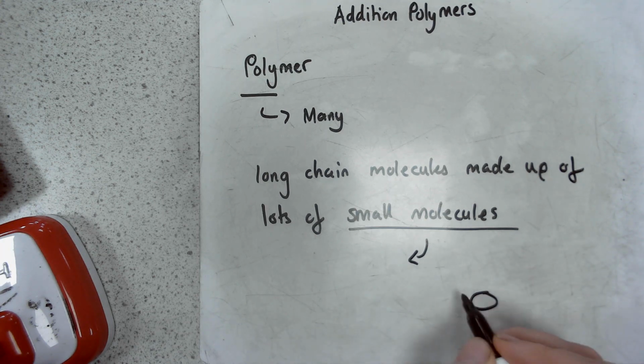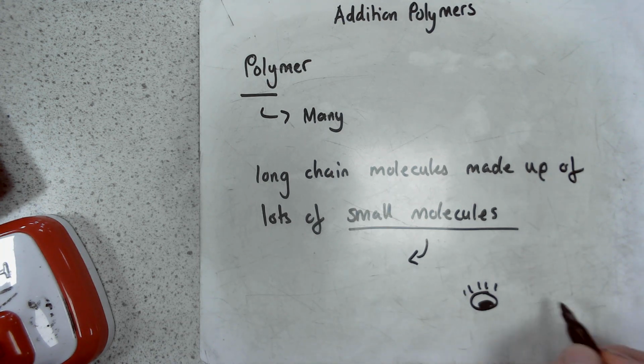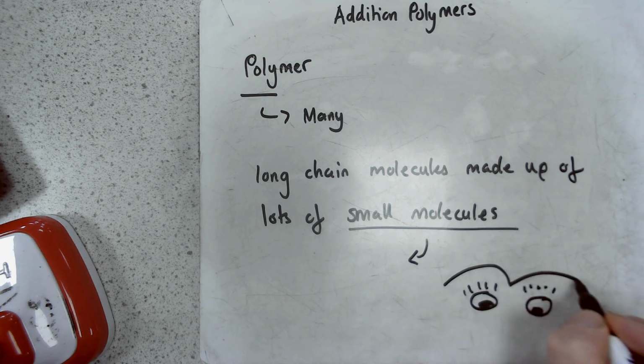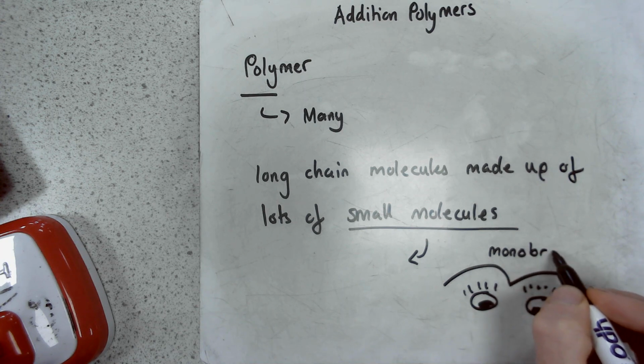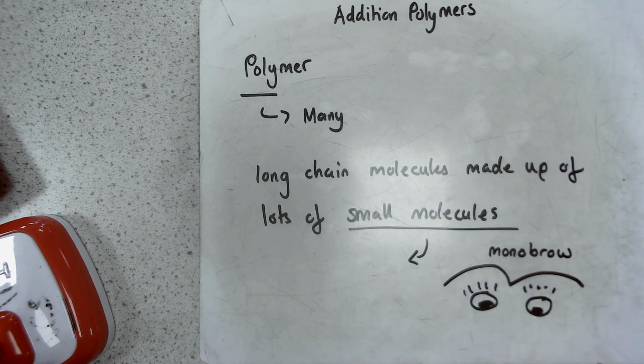Now, question for you, if I've got one of these as eyebrows, what's it called? You might have gone unibrow, but the one I'm looking for is monobrow in this case. That would be a monobrow, wouldn't it? It's a single brow. Mono means one.